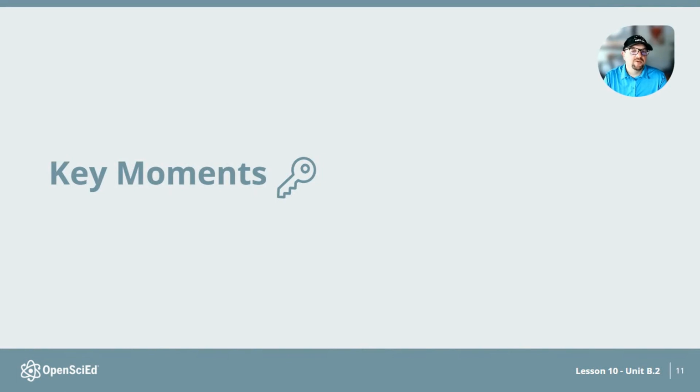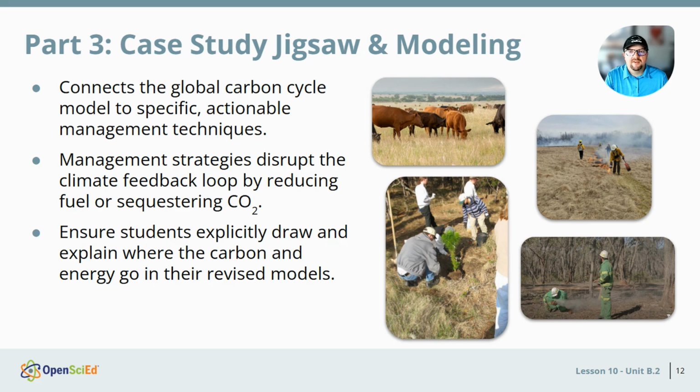Let's talk about a few key moments in this lesson that are of most importance instructionally and for your facilitation. In parts 2 and 3, students are grouped together to read through different case studies, talk through the text, and use colored markers to actively update their carbon cycle diagrams. Groups will be collaborating over papers, explicitly tracing how human management alters carbon movement.